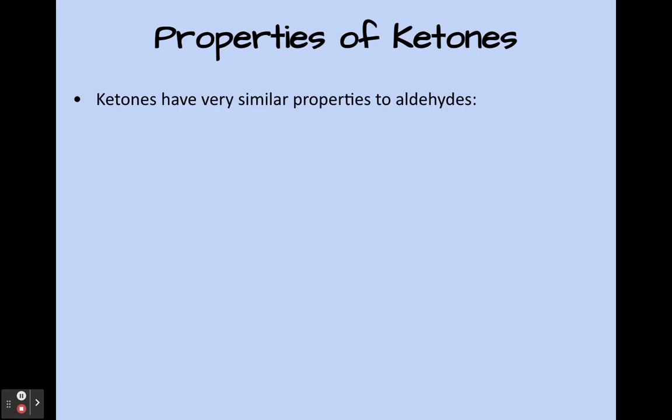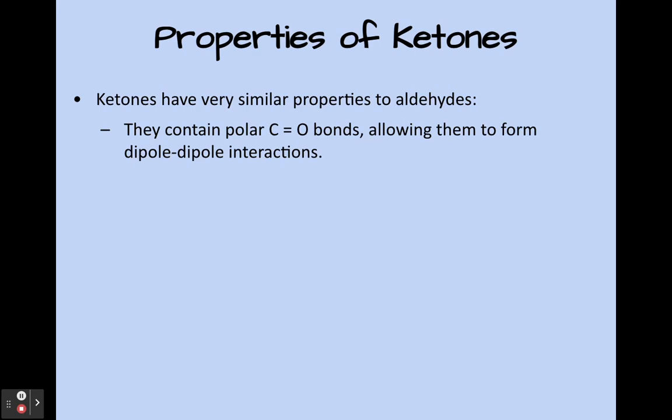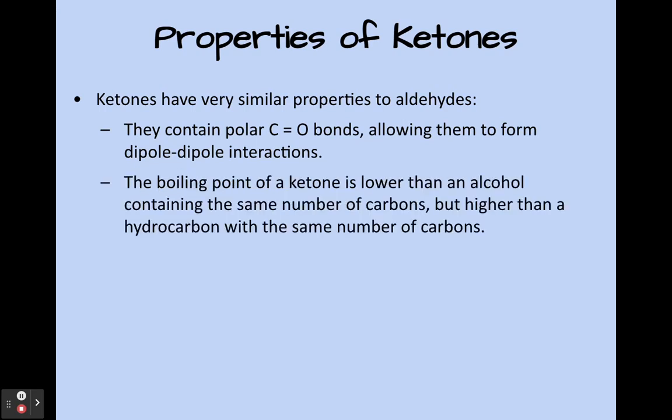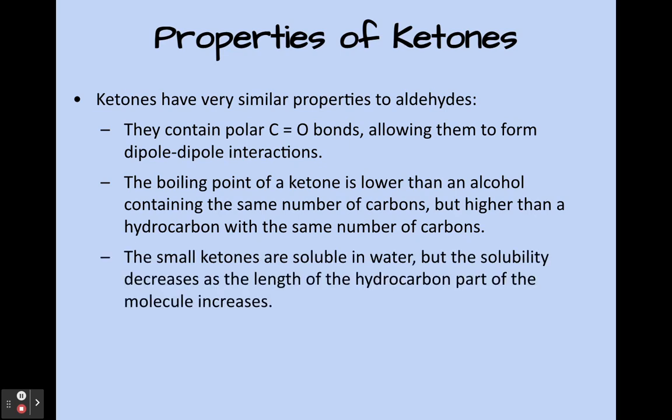So when you see this group, you know that the molecule is a ketone. Ketones are very similar to aldehydes. They've got that C=O, so they can form dipole-dipole interactions. Their boiling point is going to be lower than an alcohol, but higher than just the hydrocarbon chain with the same number of carbons. The small ones are soluble in water, but as the hydrocarbon chain length increases, they become less soluble.